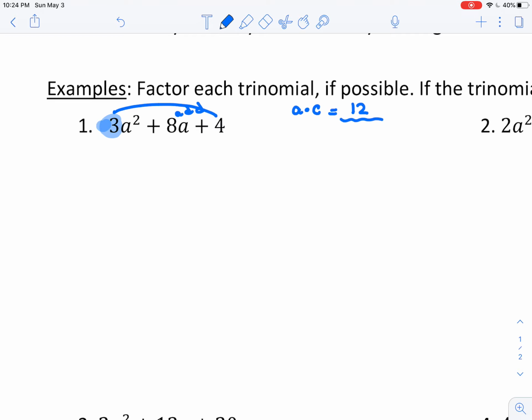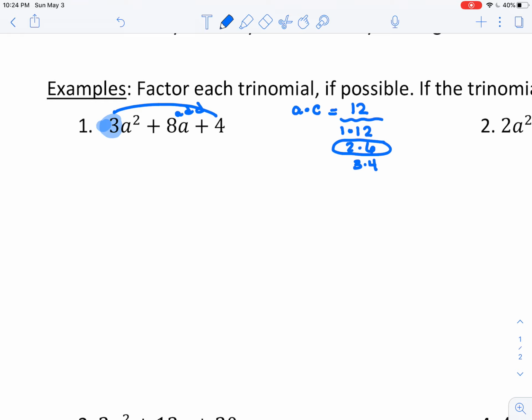So this part's similar to what you did before. So now I'd think of the factors of 12 that might add up to 8. So factors of 12, 1 and 12, 2 and 6, 3 and 4. And of those options, 2 and 6 will add to 8.